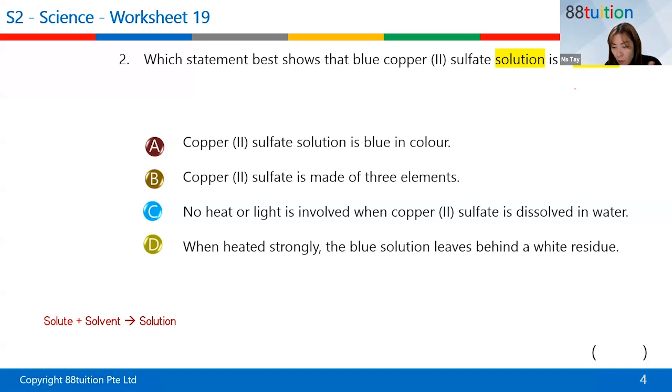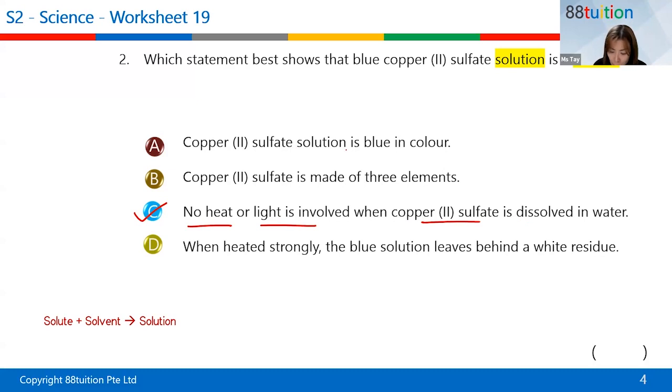So mixtures are formed when there is no chemical reaction. No chemical reaction refer to something as well, isn't it? Okay, so when there is no chemical reaction, usually there will not be any energy taken in or given out in a way that will rearrange the atoms. Okay, so C is the answer over here. Why? Because no heat or light is involved when you dissolve copper(II) sulfate in water.